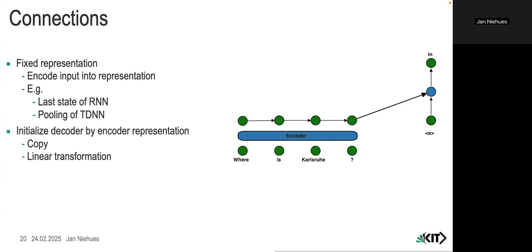Can you do that only with an RNN encoder? Or how would you do it if you have a different type of encoder? Or is it not possible? Any idea?